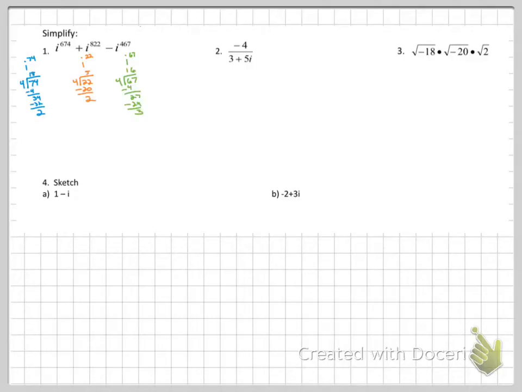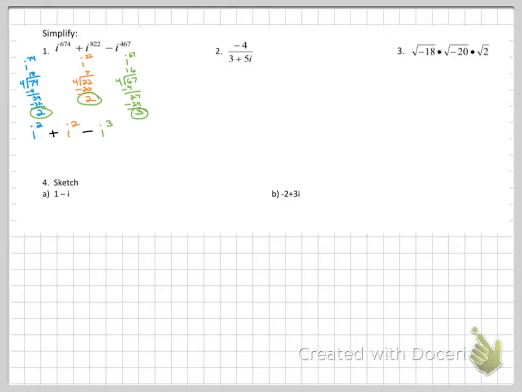Okay, so I did my divisions. So now I've really got i to the 74th is really i squared. The problem says plus. i to the 822 is really i squared. The problem says minus. And then i to the 467 is really i cubed. So I just took all those remainders. That's where I got those numbers from.